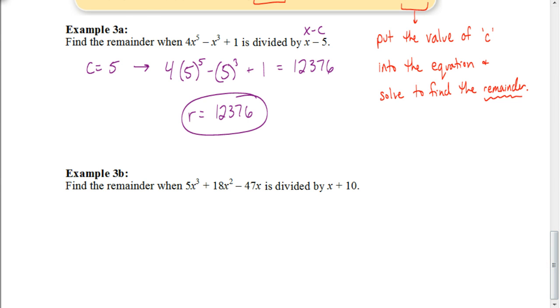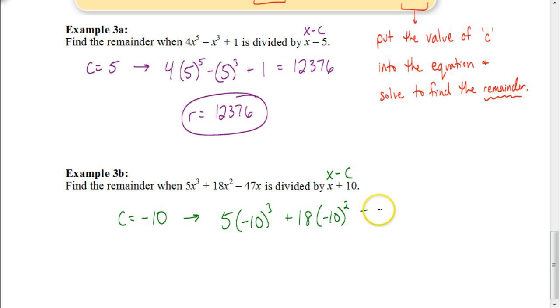Now, if you had one like this one, x plus 10. X plus 10, even though it doesn't look like it's in that form, x minus c, it is. It's just that c, in this case, is a negative 10. Because x minus negative 10 would be x plus 10, so c is a negative 10. So you just got to be careful when you put this into the polynomial to make sure that you use parentheses. Otherwise, when you do this on your calculator, you're going to get the wrong answer.